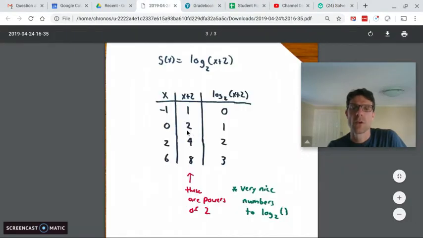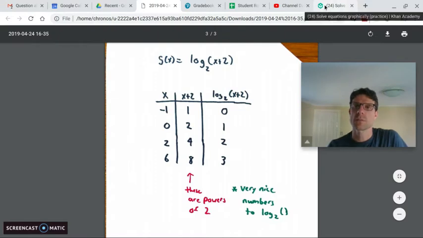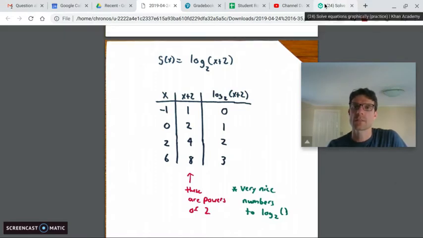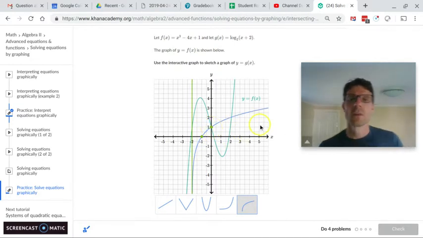No, I don't. Oh yeah, I do. 0, 1 is where it crosses the y-axis. Okay, whoops, didn't quite get that right. Okay, so 0, 1. So now I've graphed it.